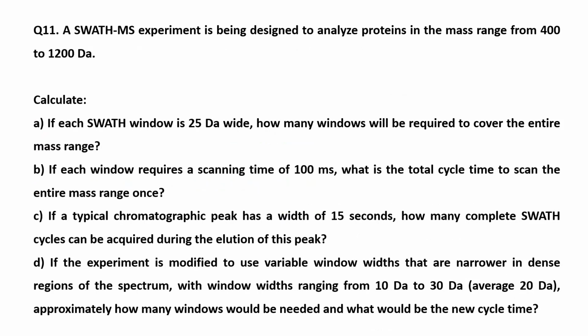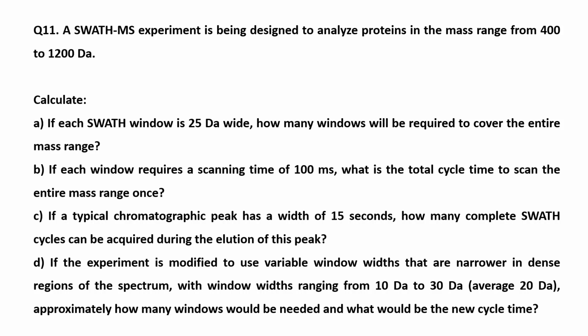So this is a big question. A SWATH MS is being designed to analyze proteins in the mass range from 400 to 1200 Daltons. Calculate, if each SWATH window is 25 Dalton wide, how many windows will be required to cover the entire mass range? If each window requires a scanning time of 100 milliseconds, what is the total cycle time to scan the entire mass range once? If a typical chromatographic peak is 8 to 15 seconds, how many complete SWATH cycles can occur during the elution of this peak?